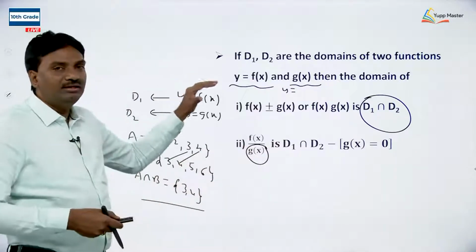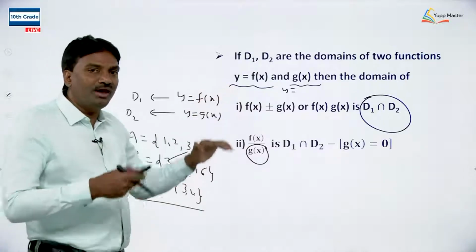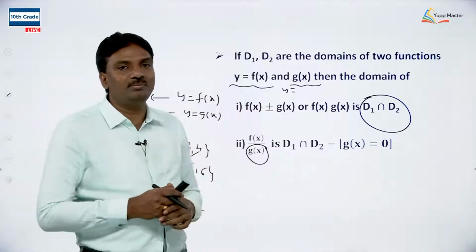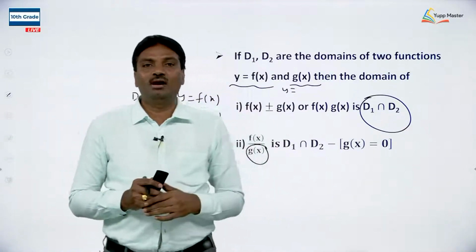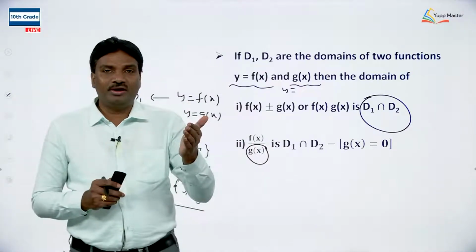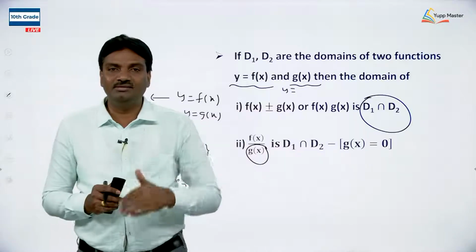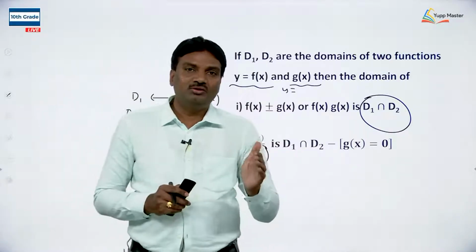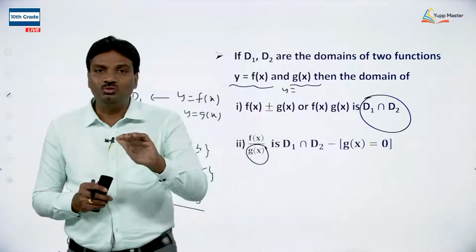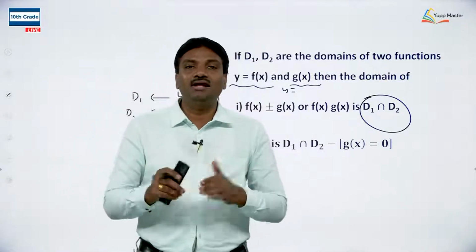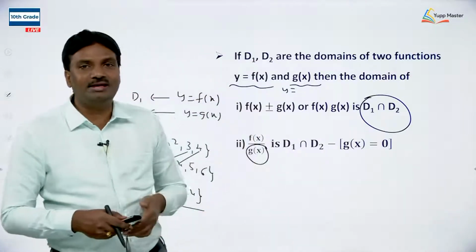So, this can be useful when two functions are given in the problem. Find the domain of the function x square plus 1 by 3x. x square is one function, 1 by 3x is another function. Here we have to find the domain of those two functions separately, and we have to take the common domain by taking the real number line.